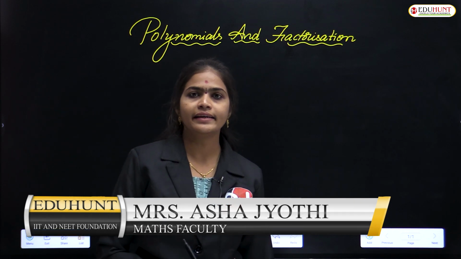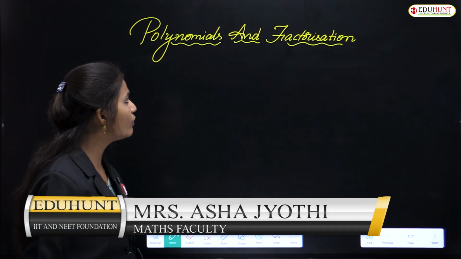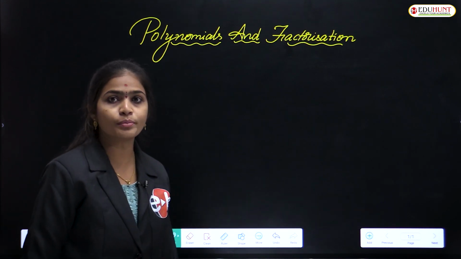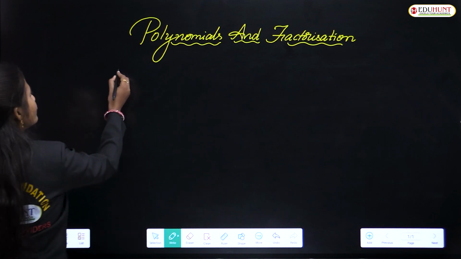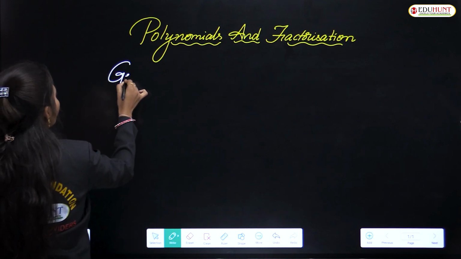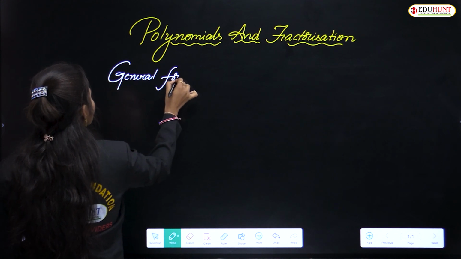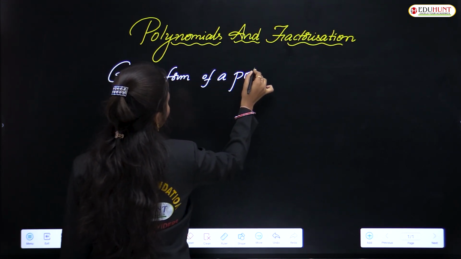So hi children, in the previous video we discussed the types of polynomials. In this video we are going to discuss the general form of a polynomial and the zero polynomial and so on. So first thing is the general form of a polynomial.